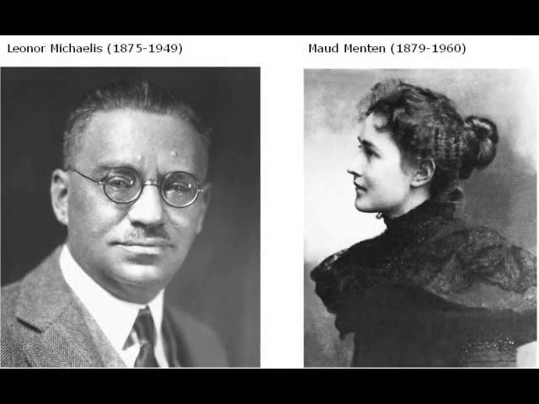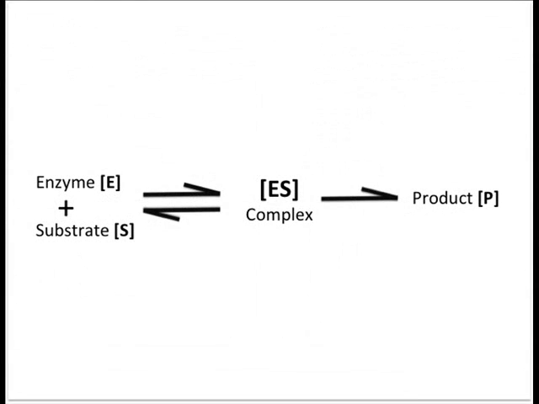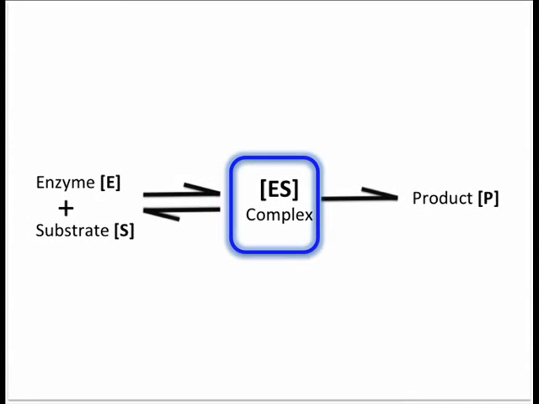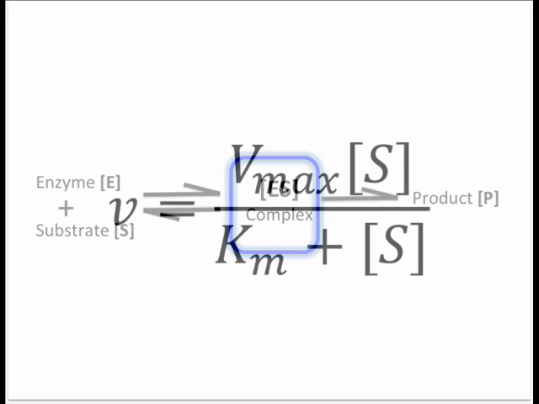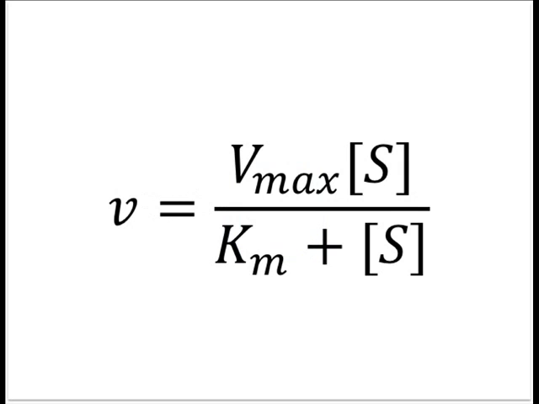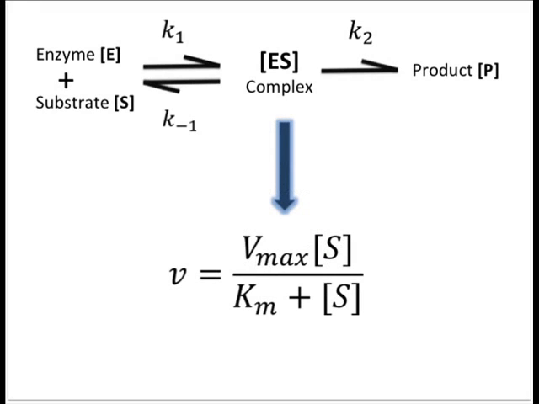The model that explains this velocity behavior was proposed by Michaelis and Menten. They proposed the existence of a complex formed by the enzyme and the substrate, and this is the famous equation that describes the model. But how do we get the equation from the diagram?